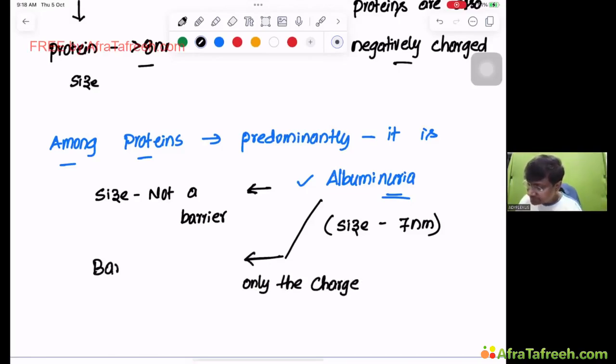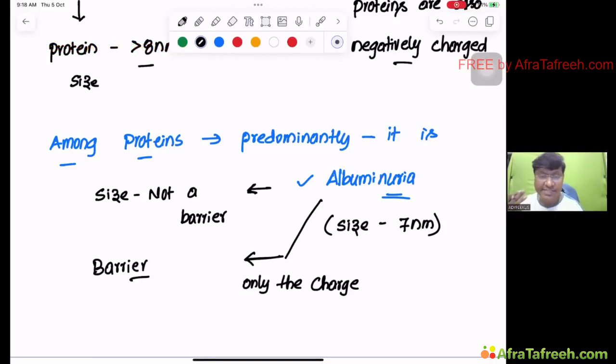That is the barrier. So if this particular charge is taken off, if there is damage to your glomerulus where the sialoprotein is lost, then albuminuria occurs significantly more compared to any other proteins being lost. Okay, now albumin has only one barrier. Size is not a barrier, only the charge is the barrier for the albumin. That is the reason why in proteinuria, predominantly what you will have is albuminuria, right? So I hope everyone has understood this.